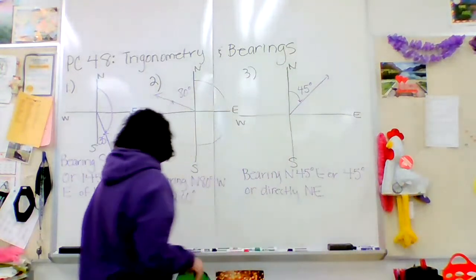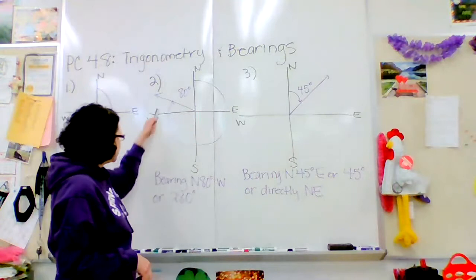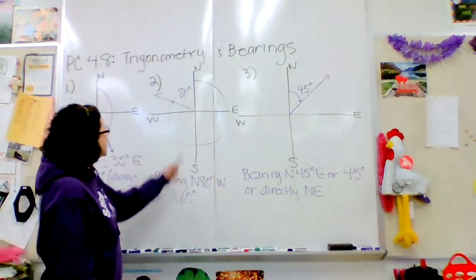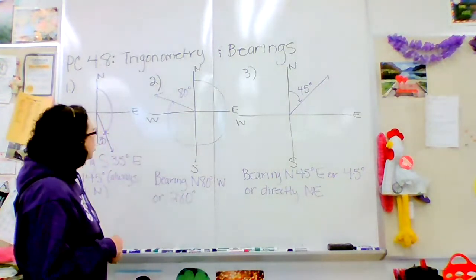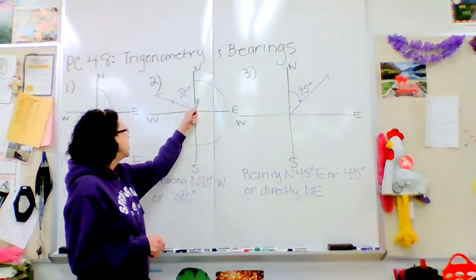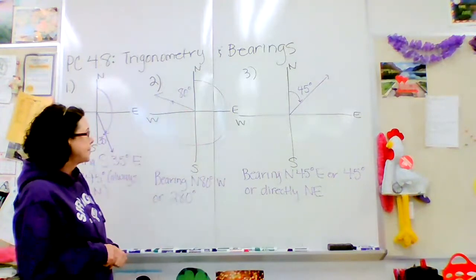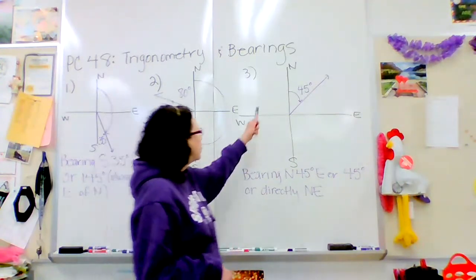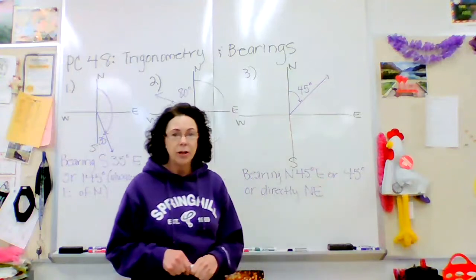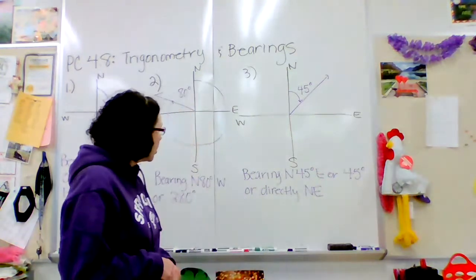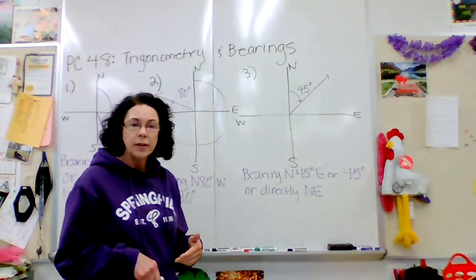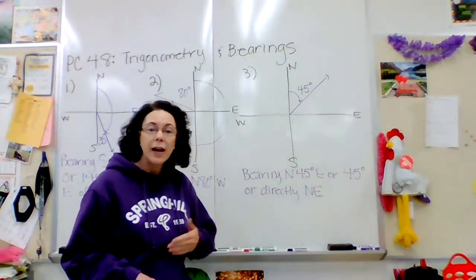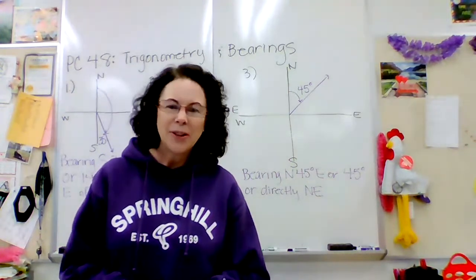Let's look at this bearing here. This bearing is a bearing of 280 degrees. Again, that would be east of north, or somebody could describe this as a bearing north 80 west, because they started at north and rotated 80 degrees to the west. This bearing here is north 45 east, or simply a bearing of 45 degrees, or it is also called directly northeast. If they say that something is traveling directly northeast, they do mean at 45 degrees, right between north and east.